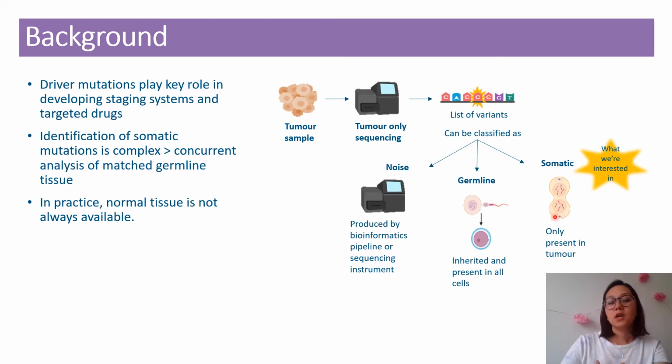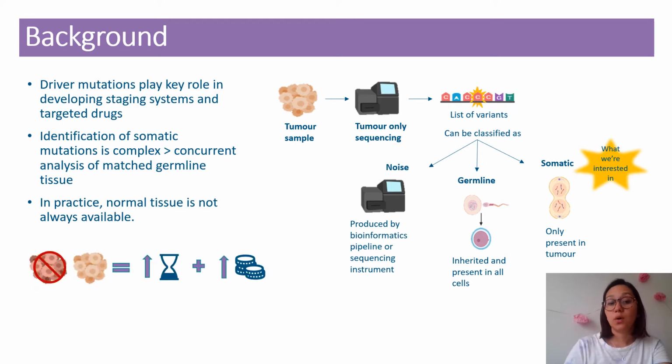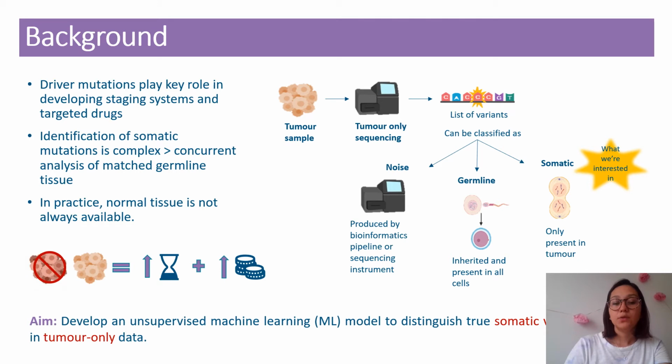When we have tumor-only samples, there are strategies to eliminate germline variants to be able to separate them from the somatic ones. However, excluding noise is actually quite manual intensive and time consuming. So our aim was to develop an unsupervised machine learning model to distinguish true somatic variants in tumor-only data.